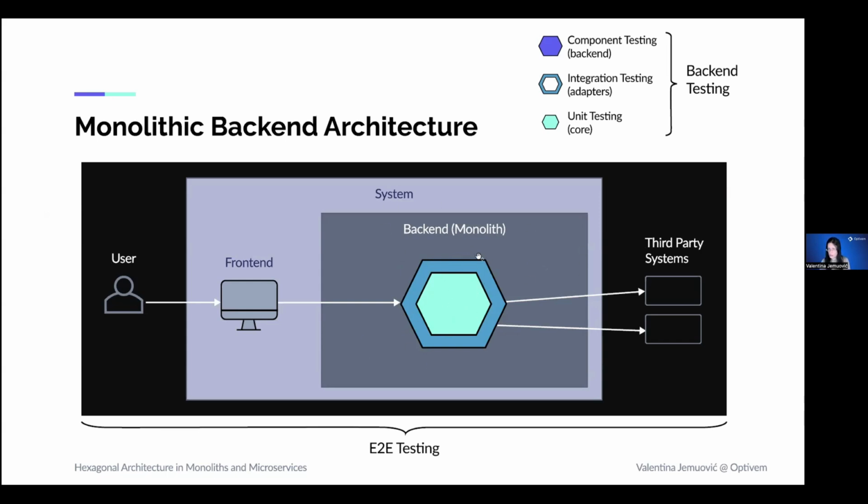This is just illustrating the architecture and what kind of tests would exist in the case of using hexagonal architecture. On one hand, we would have unit tests, which target the core for testing business logic; integration tests, which target integration with the external world; and component testing, which spans the whole monolith in order to verify, for example, its connectedness. Lastly, we also have end-to-end tests, which span everything.